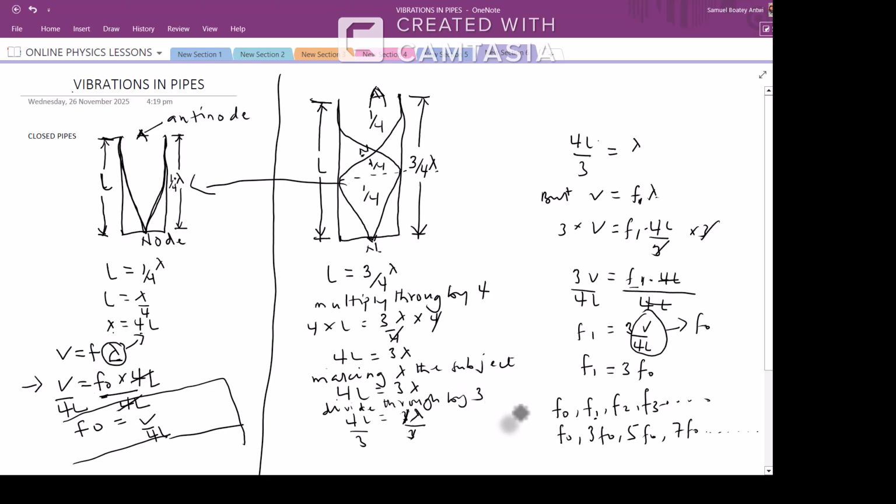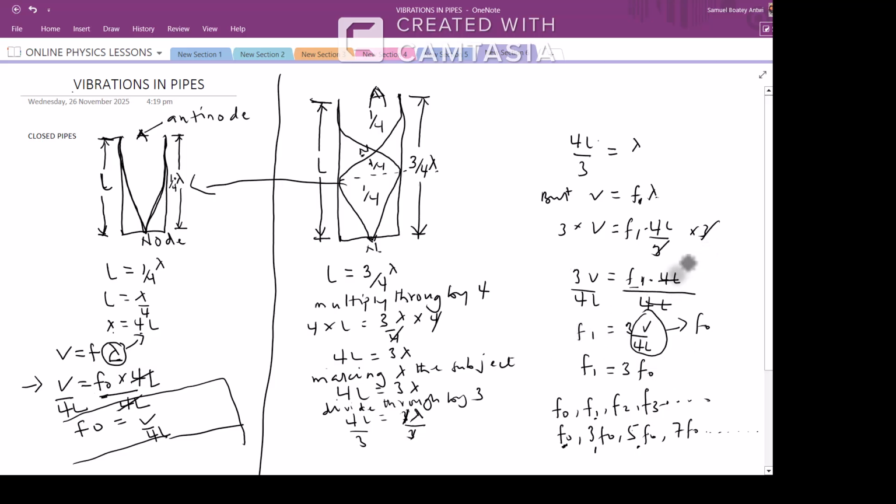A question can be given, then you are asked to find the second overtone. Because you know this F naught is the fundamental frequency, this is the first overtone, this is the second overtone. The fundamental frequency will be given, then you just multiply it by 5. Then you have the answer for your second overtone. Okay, so this is all there is to closed pipes.